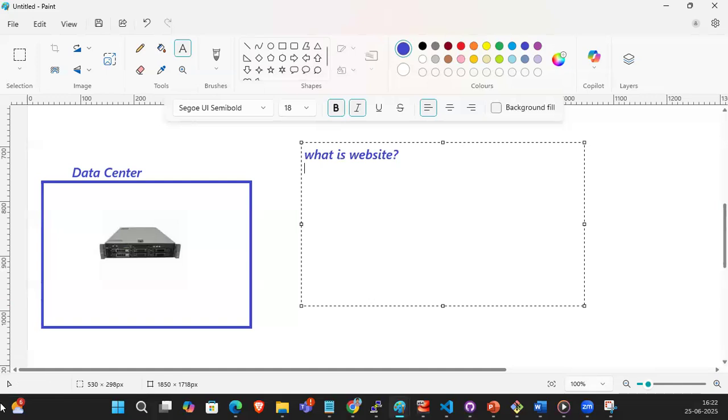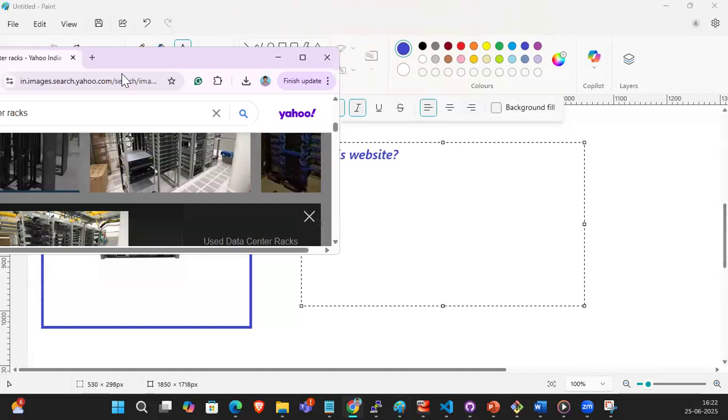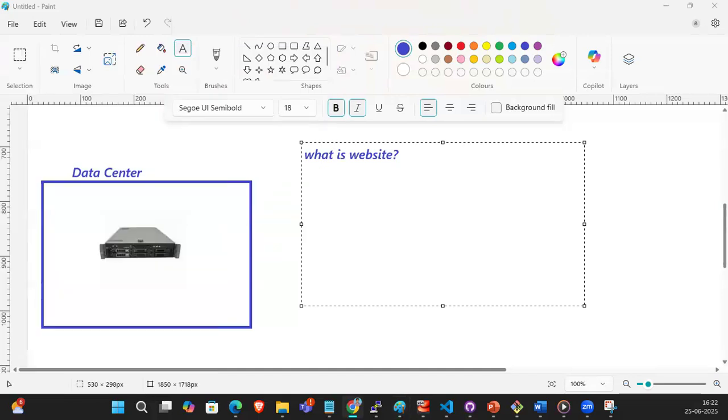Guys, what is a website? Does anyone know what a website is? A website is an application which is running on the browser.